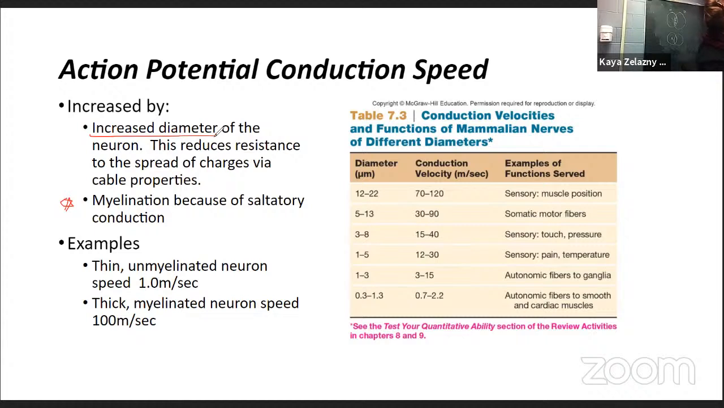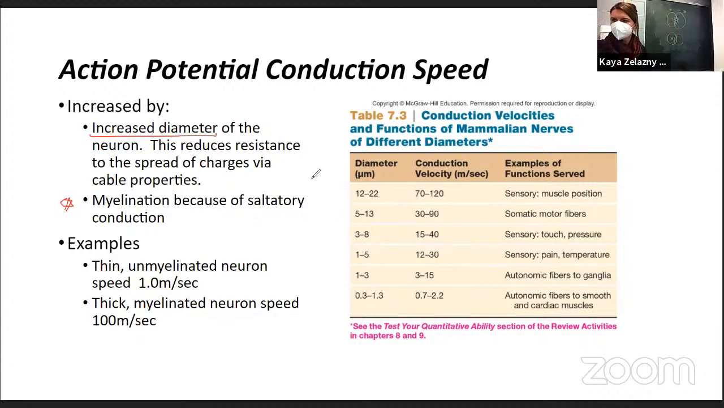We'll think about this concept of resistance a lot when we get to blood vessels, but basically, when you make something wider, you increase its diameter. It makes things spread faster because it lowers the property of resistance. So these charges spread faster through wider neurons, through neurons of increased diameter. And so that also makes them faster.